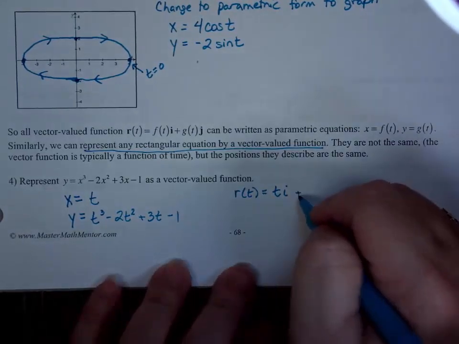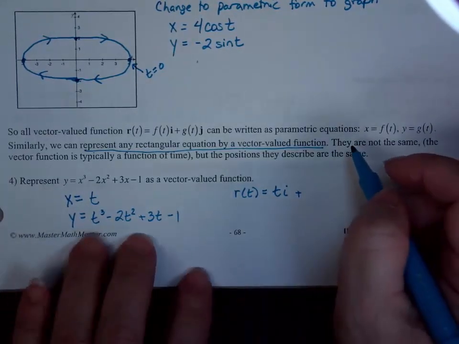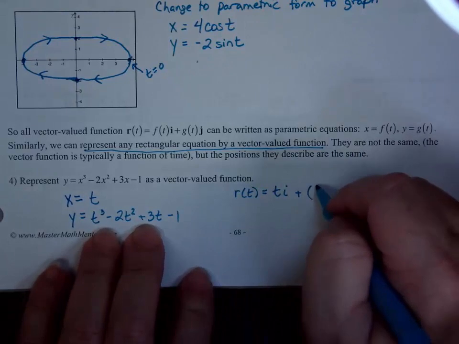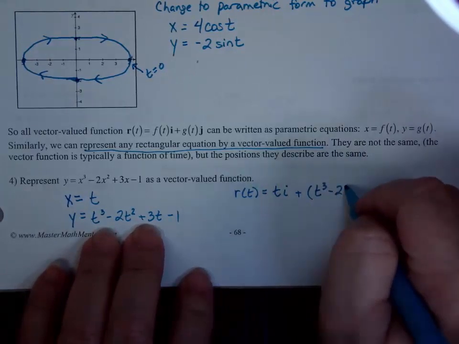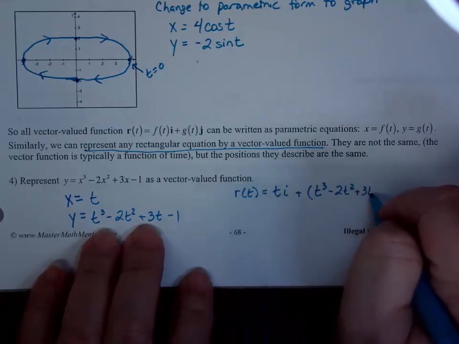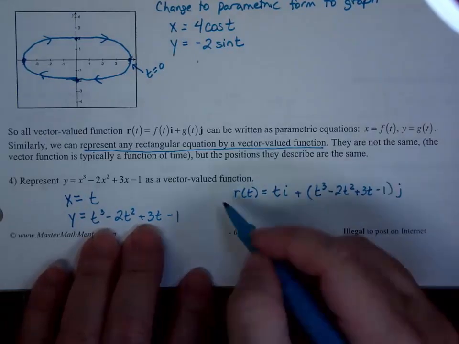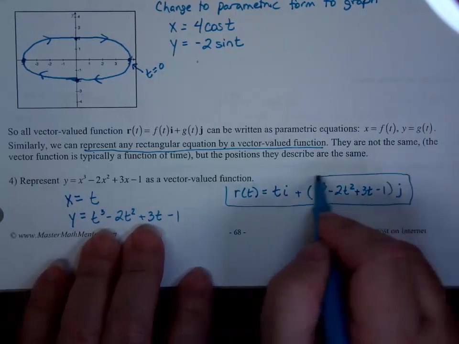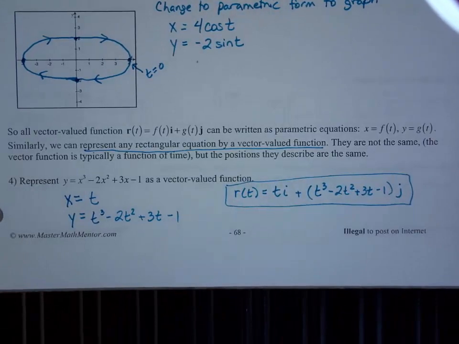Plus, I write what's in front of y, t cubed minus 2t squared plus 3t minus 1, with a j. And there's my answer. That is the vector valued form of that rectangular equation.